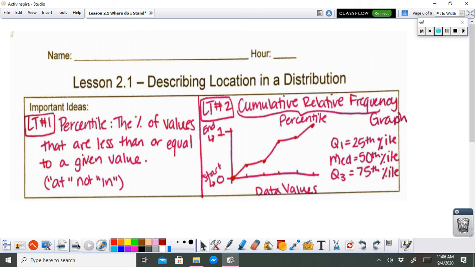For our learning target number 2, we learned how to graph a cumulative relative frequency, and instead of using 0% to 100%, you could also use the numbers 0 and 1.